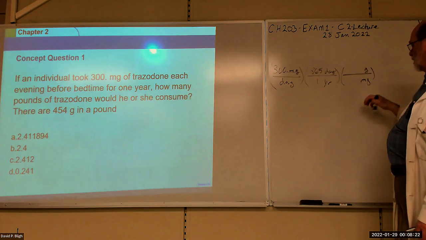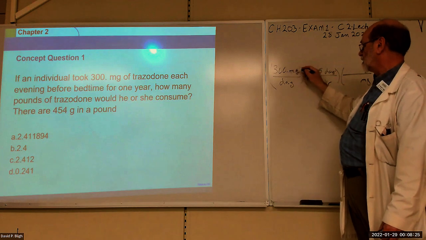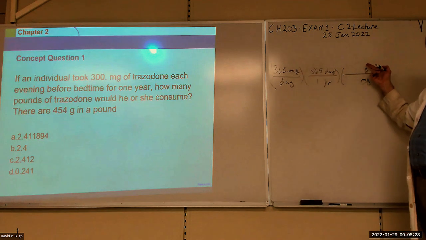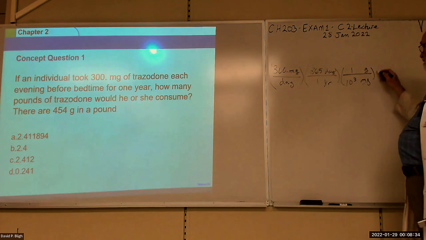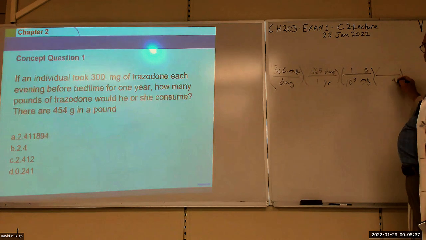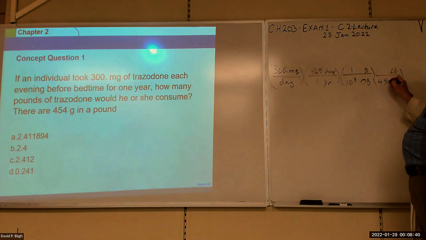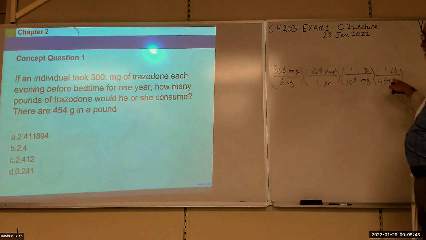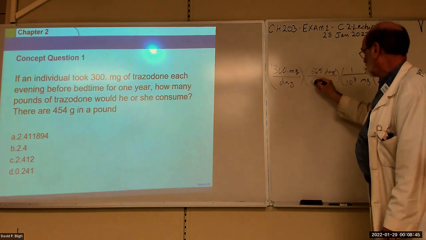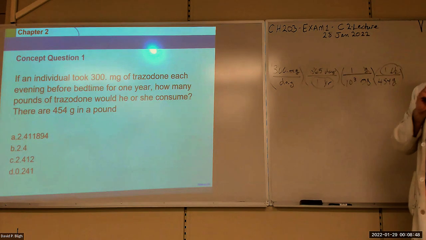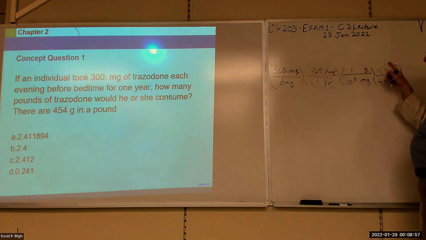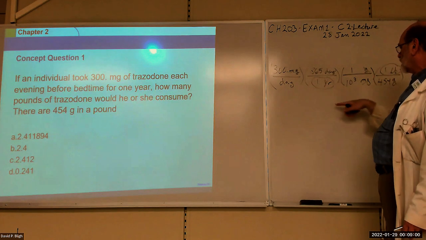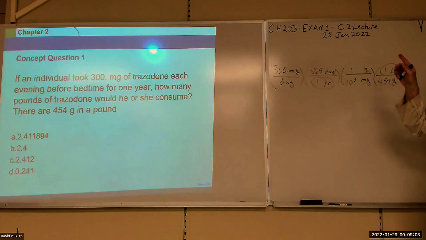Milligrams to grams. Why did I do that? Because milligrams has to cancel here and leave us with grams. So 1,000 milligrams per gram. Okay. And then grams per pound, 454 for 1 pound. So there we have how many pounds in a year. That's the hard part. That's the thinking part. Now you just go into your calculator and say 300 times 365 times 1 divided by 1 divided by 1,000 divided by 454. And there's your answer.